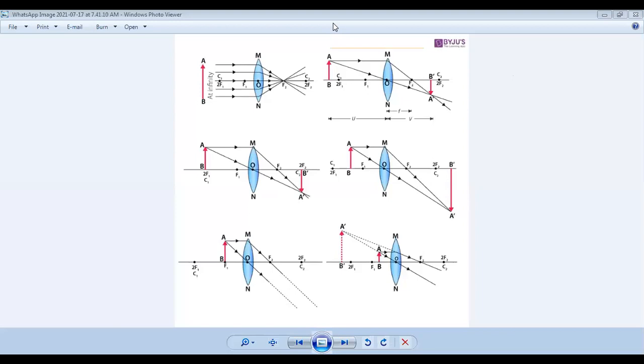Now the experiment. Okay, boys. When the object is at infinity, you can clearly see here, that is in case 1, I am getting the image at the focal point, that is f2 on the other side. See how the rays are coming, how they are diverging and how they are converging.